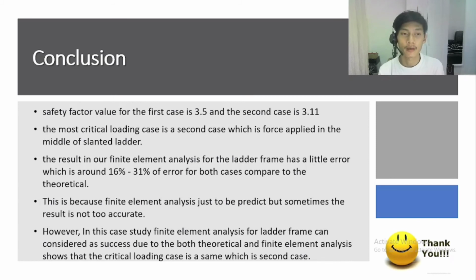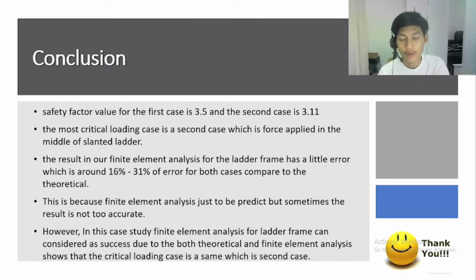Thank you, Wong Kayang. Okay, so we proceed to our conclusion. We can conclude that the safety factor value for the first case is 3.5 and the second case is 3.11. So the most critical loading case is the second case, which is the force applied in the middle of the slanted ladder. This is because the safety factor of the second case is lower than that of the first case.